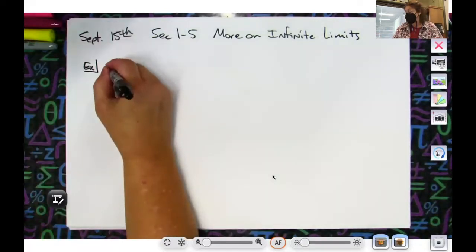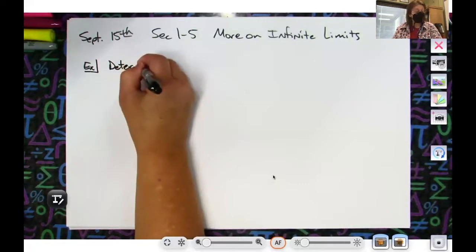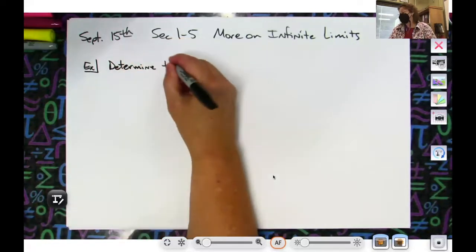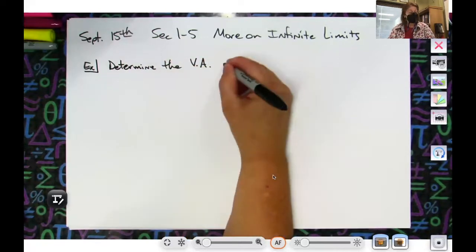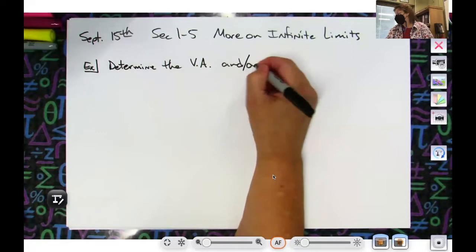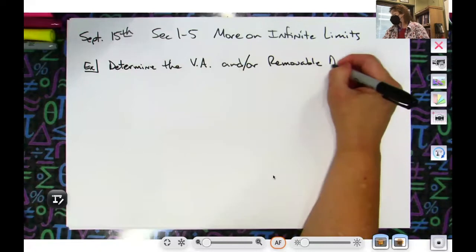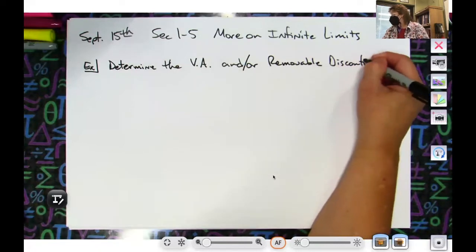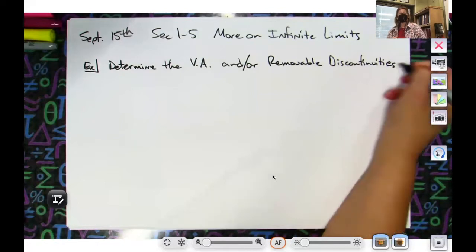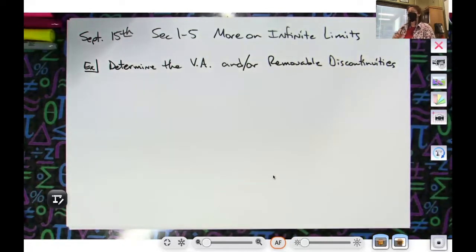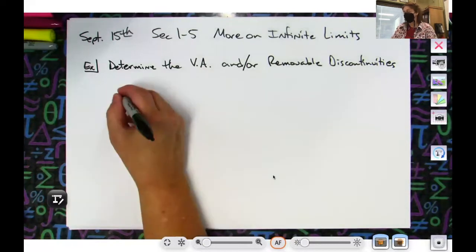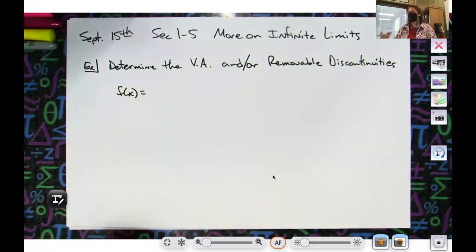All right. So if they said something like determine the vertical asymptotes and/or removable discontinuities. All right. So again, we're still looking at whether it's continuous, not continuous, what's happening, is there a hole there, is there a vertical asymptote? So again, this is basically more practice of what we've already been doing. This is not calculus, this is just analyzing the function, okay? So they're leading into the limits and how they want you to analyze the function.